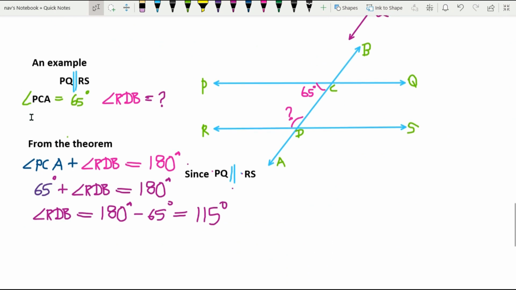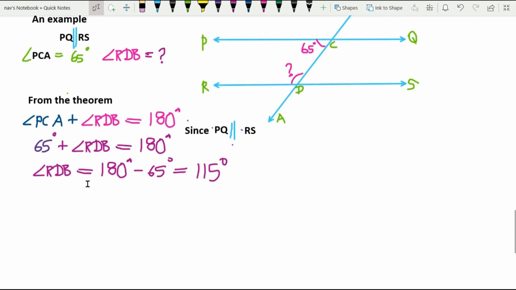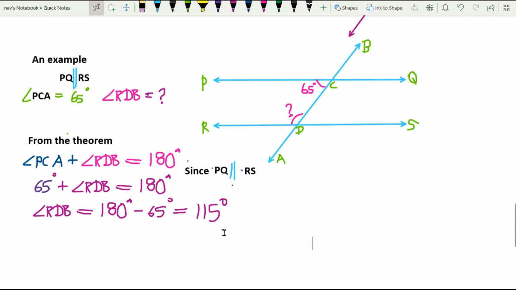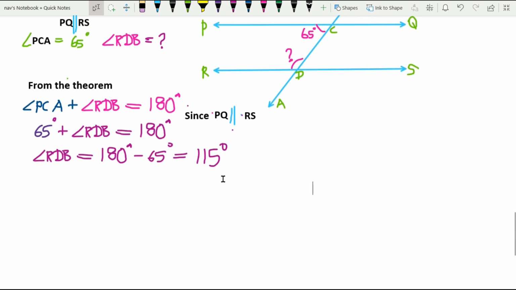It is given that PCA equals 65 degrees, so we substitute here: 65 degrees plus RDB equals 180 degrees. So angle RDB equals 180 minus 65 degrees, since the 65 becomes minus when it moves across. That equals 115 degrees. So we just got this unknown angle as 115 degrees. This is how we use the theorem.